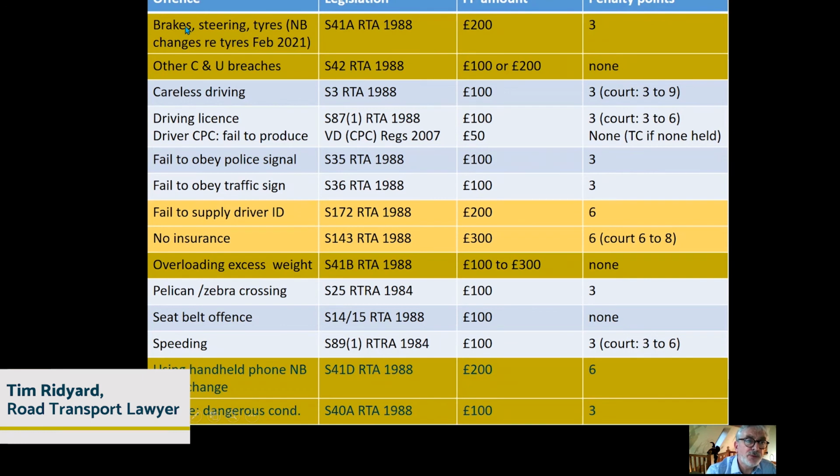But you'll see that for brake, steering and tyres offences, that's an endorsable offence, 3 penalty points, fixed penalty £200. There are other offences which are not endorsable for the construction and use. Excess weight, which is a construction and use offence, there are no penalty points, remember, for weight offences, but there's a sliding scale of penalties for excess weight.